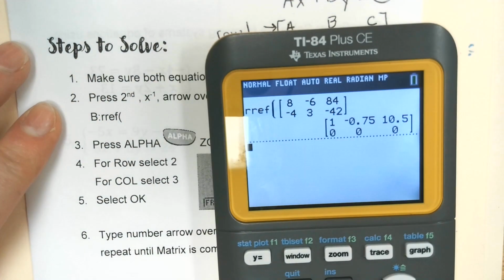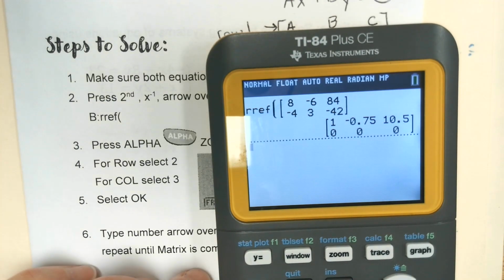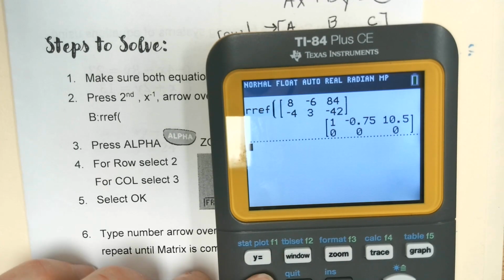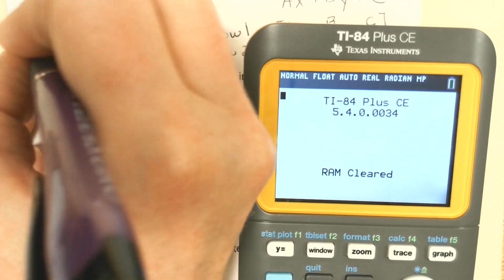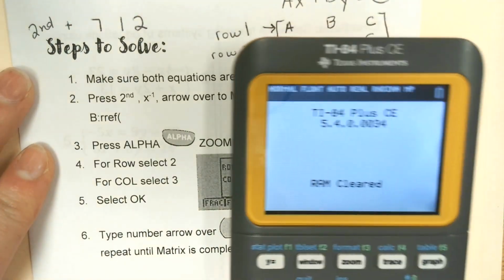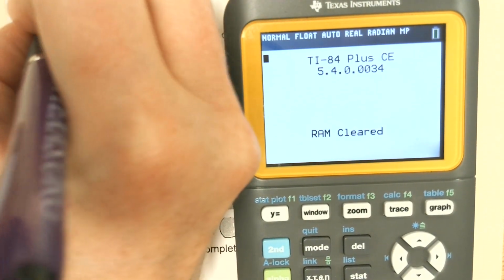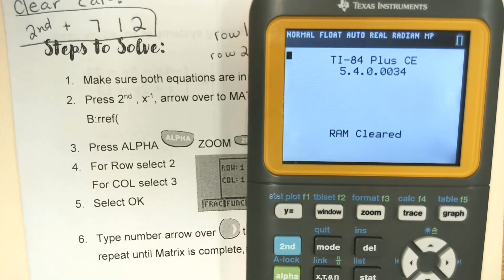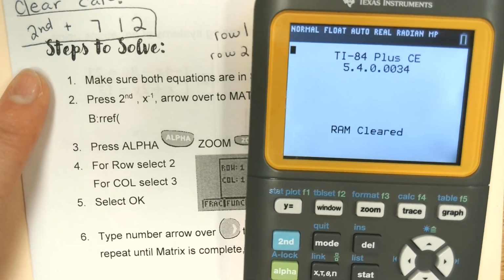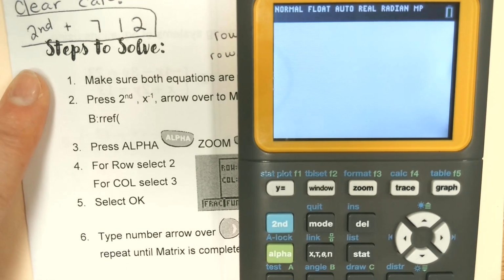If you look on your calculator, you might have somebody else's work in there. I want you to clear your memory right now. So hit, everybody all together, 2nd plus 7, 1, 2. That's how to clear your calculator. Okay, now it says RAM cleared. Now hit clear just so you have a blank screen.